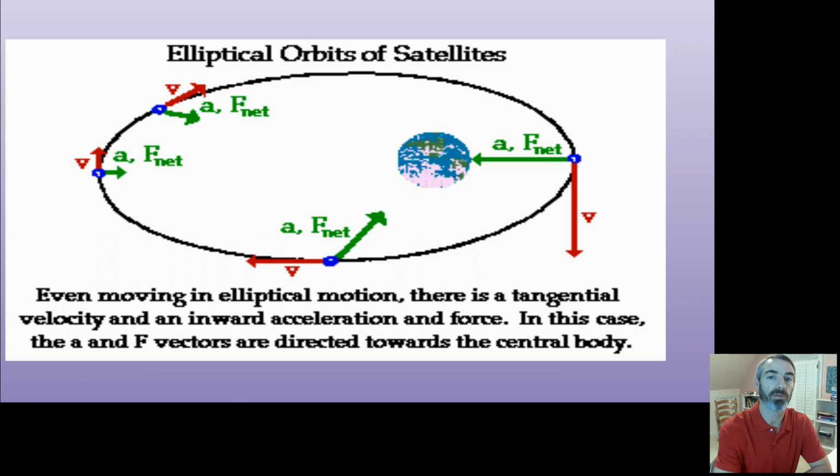Now this is no different from an elliptical orbit, except the net force and acceleration still point towards the center, but you notice that the velocity, when closer, is faster, and when further away is slower. So to stay in orbit, you don't have to move as fast the further you are away. The closer you are, the object has to move much, much faster. You can see that on the right side of the diagram.